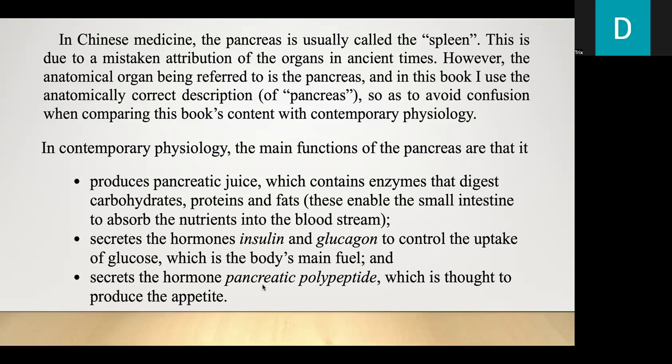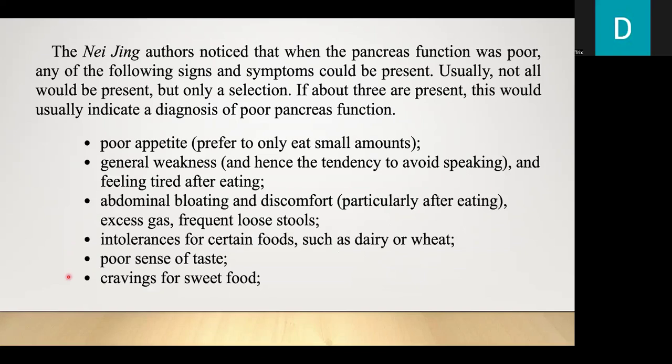In contemporary physiology, the main functions of the pancreas are that it produces pancreatic juice, which contains enzymes that digest carbohydrates, proteins, and fats. These enable the small intestine to absorb the nutrients into the bloodstream. Next, it secretes the hormones insulin and glucagon to control the uptake of glucose, which is the body's main fuel. And it secretes the hormone pancreatic polypeptide, which is thought to produce the appetite.